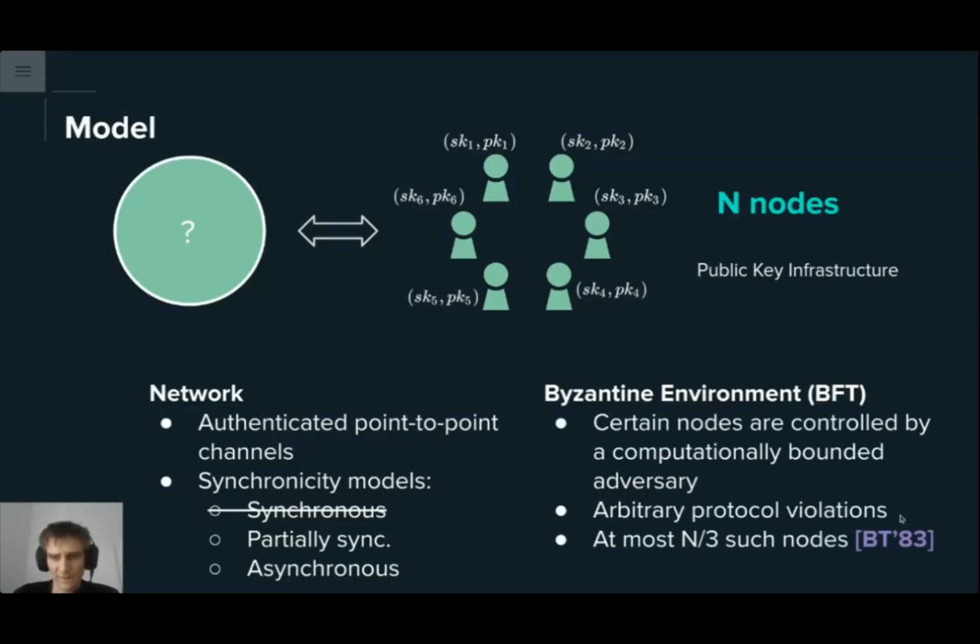Regarding nodes, we will assume that there might be nodes that don't follow the protocol and actually can violate it arbitrarily. However, there will be at most n/3 of them. There are known impossibility results from the 80s that say that if you have more than n/3 such faulty nodes, then you cannot reach consensus.